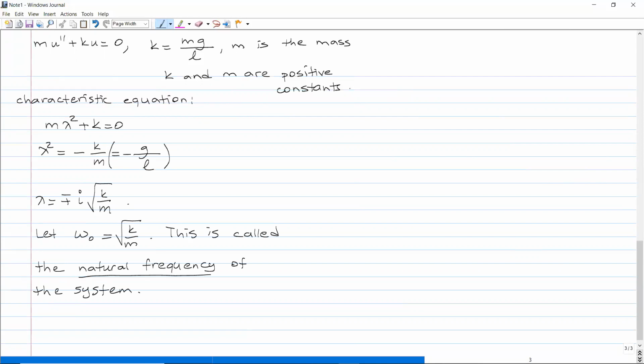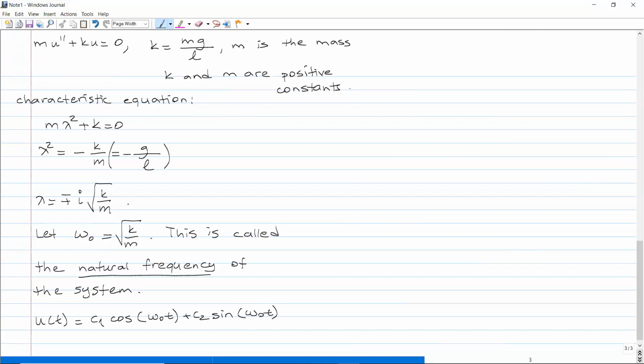Natural frequency, because since we have complex roots, the solutions are going to be in terms of sine and cosine. Solutions are purely imaginary, real part is 0. So the solution of the ODE is C1 times cosine omega 0 t plus C2 sine of omega 0 t.